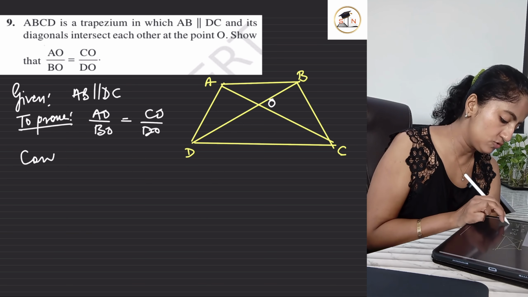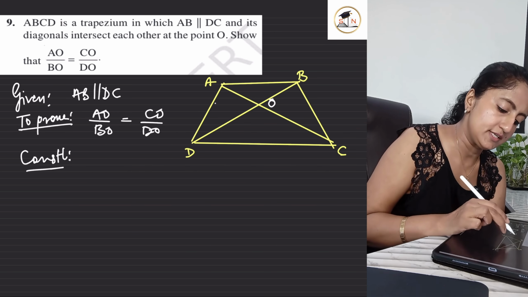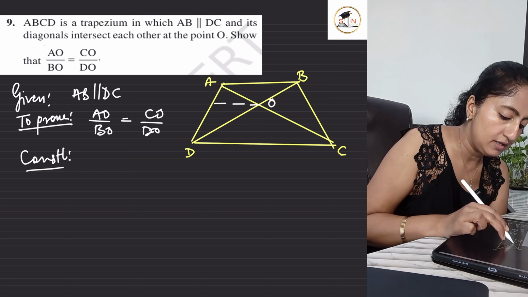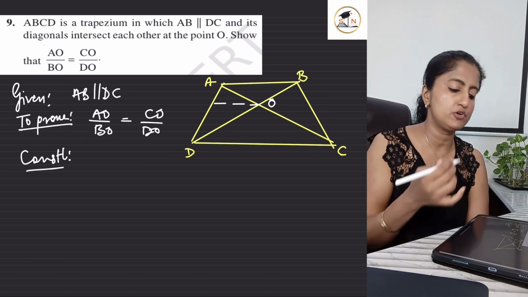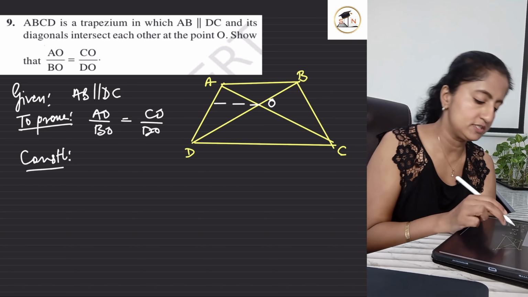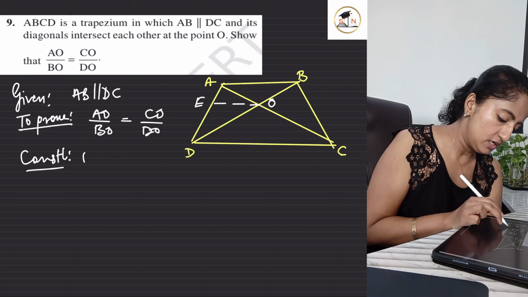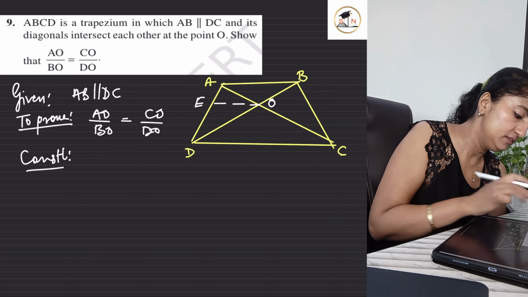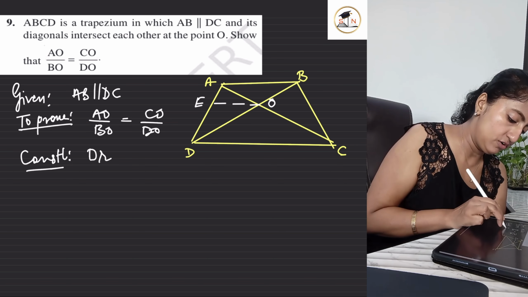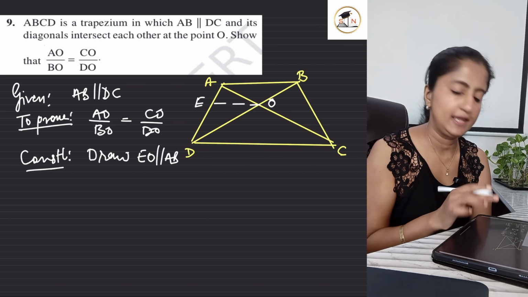Now, there is going to be a construction over here, right? And the construction is we need to draw a line parallel to AB. You can take it parallel to AB, or you can say that it is parallel to CD, and I will mark this as point E. So the construction is: draw EO parallel to AB. I have taken it for AB.